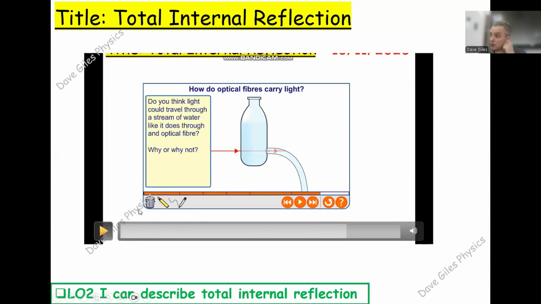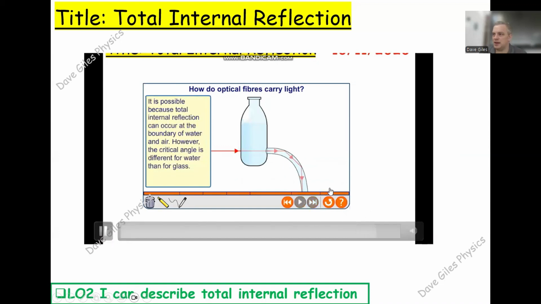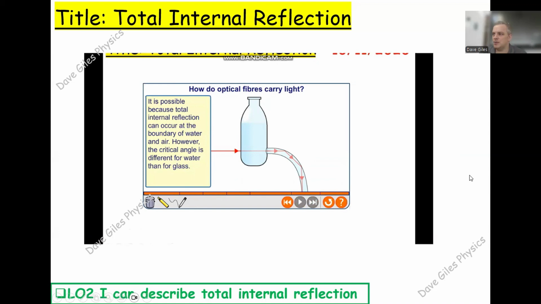And you can actually do a demonstration here, and I've done it in my class, where you can shine a laser through a stream of water. So normally get a plastic bottle, put a hole in it, fill it with water. You can actually see the ray of light reflecting all the way down to the bottom.